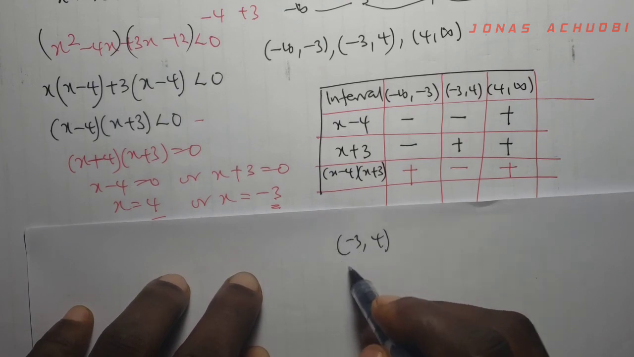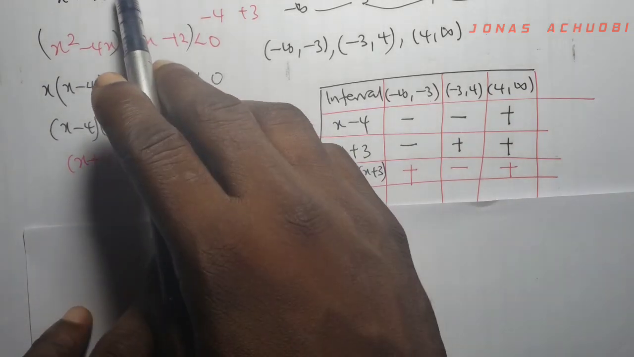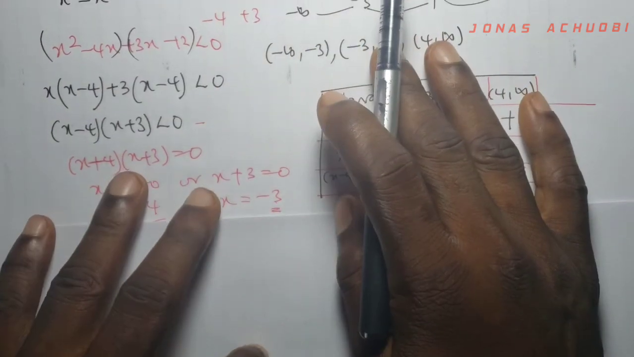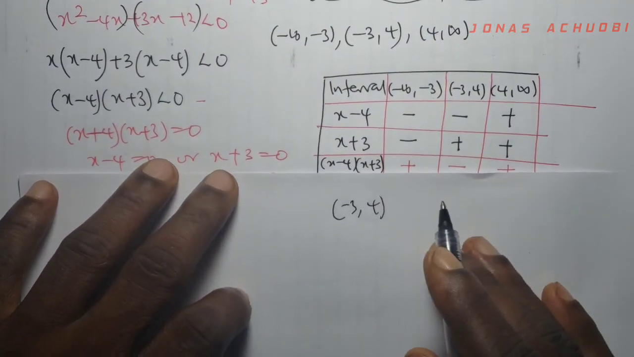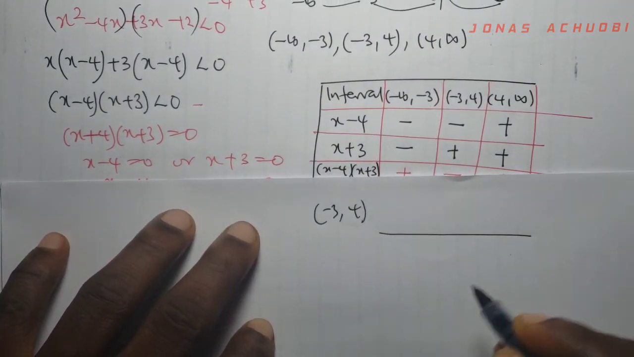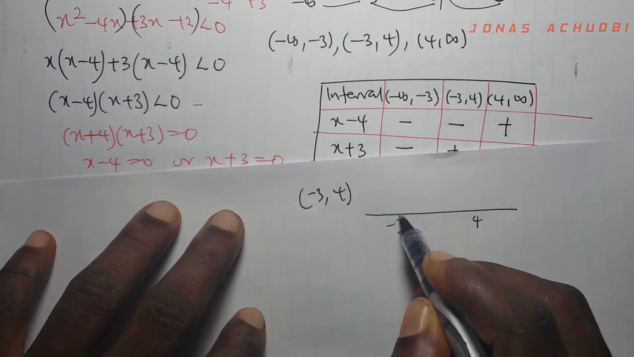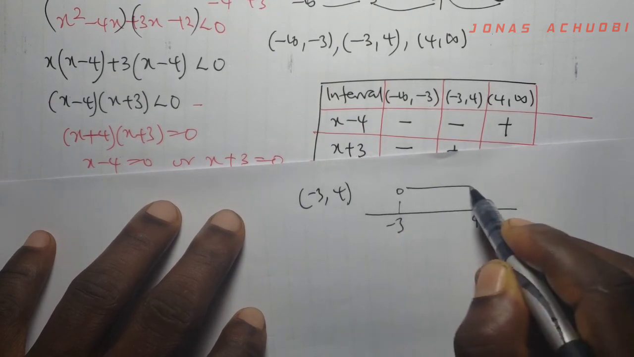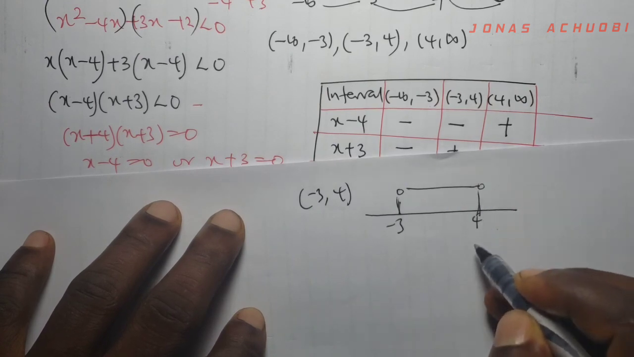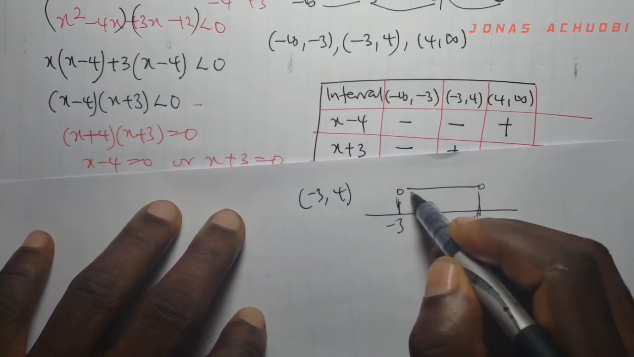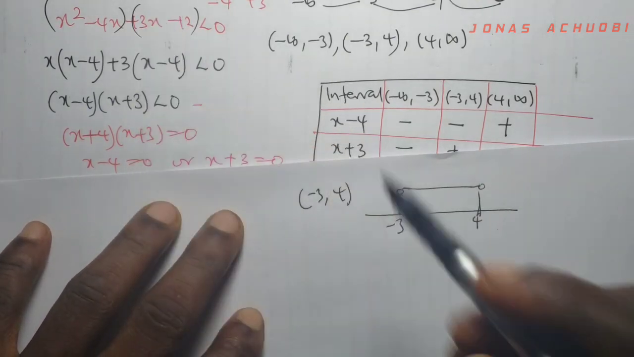The next question is, should this interval be open or closed, or half open, half closed? We simply look at the problem given to us. It was strictly what? Less than 0. So the interval has to be open. On the number line, we could represent this as follows. Minus 3 is here, and this is 4. So the solution set is between minus 3 and 4. So we open our ball above minus 3 and open another ball above 4. These two balls will not be shaded because the inequality given to us is a strict inequality.